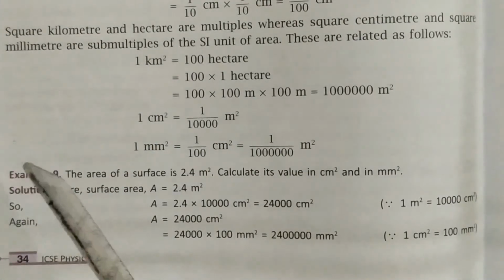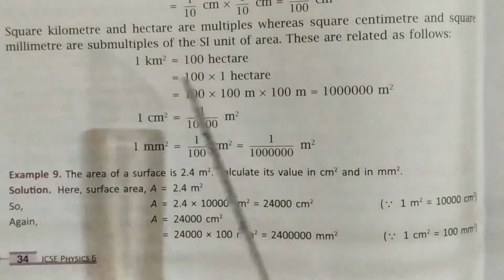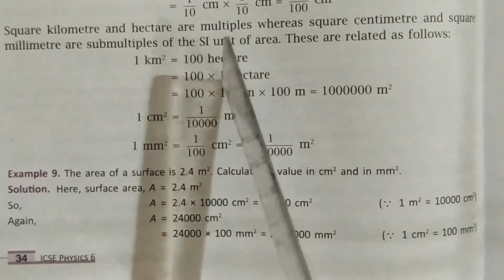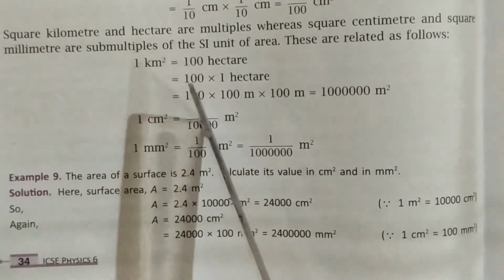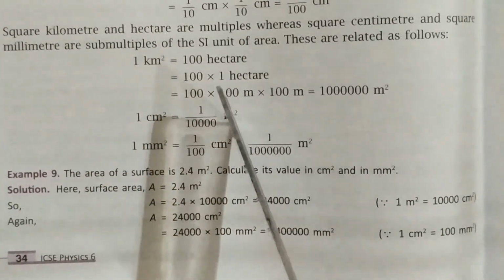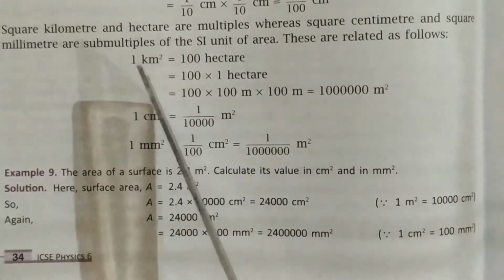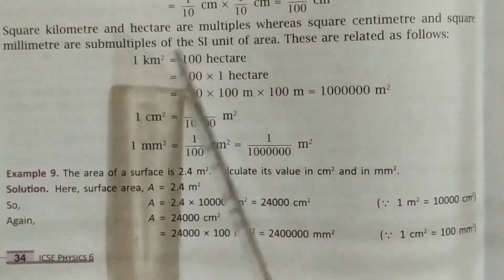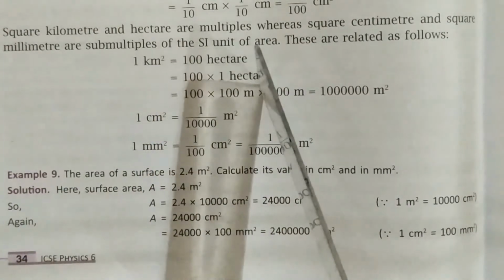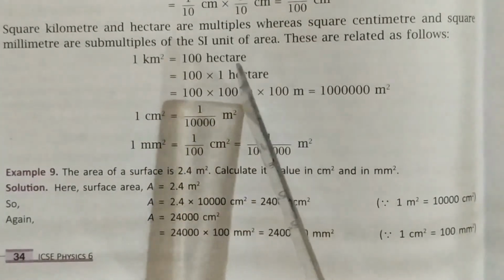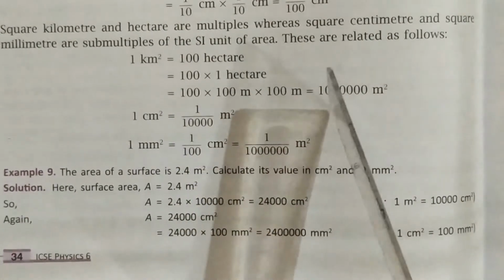Now we'll see the relation between these units. 1 kilometer square equals 100 hectare. So 100 multiplied by 1 hectare. So now this is 100 multiplied by 100 multiplied by 100. So why have we written 1 kilometer square equals 100 hectare? Because this is 100 hectare multiplied by 1 hectare, and 1 hectare we are again writing as 100 meter multiplied by 100 meters. So this becomes 1 and 6 zeros meter square.